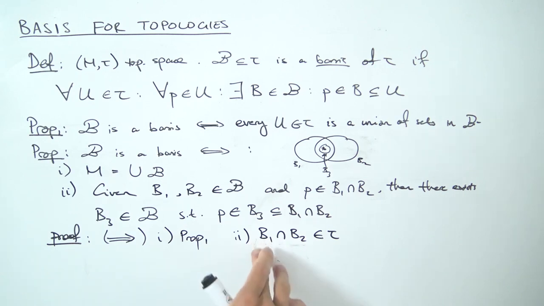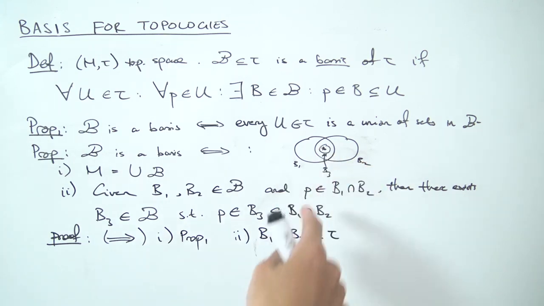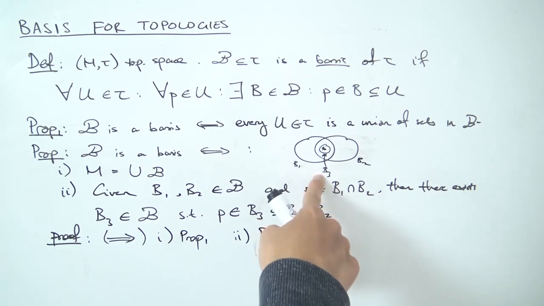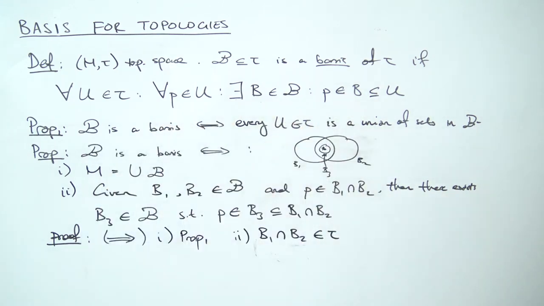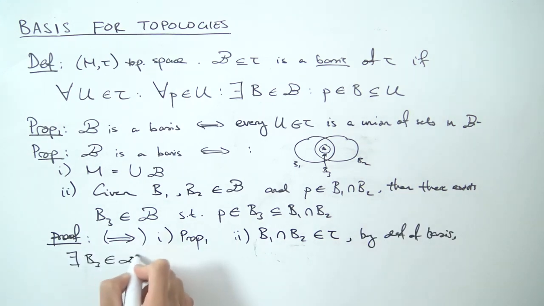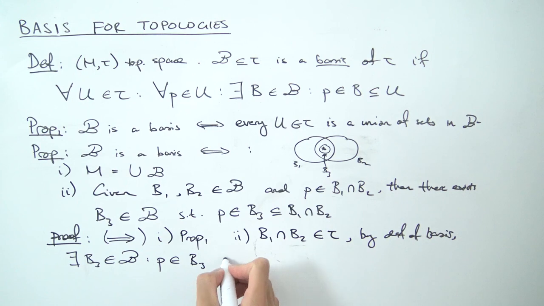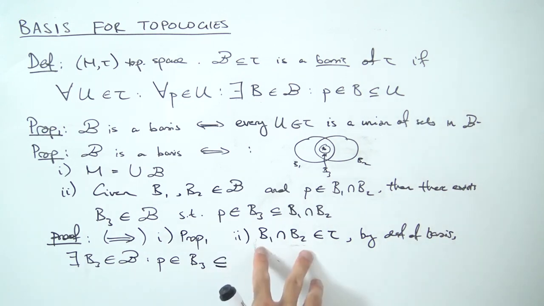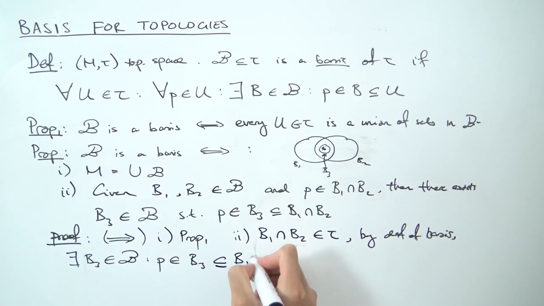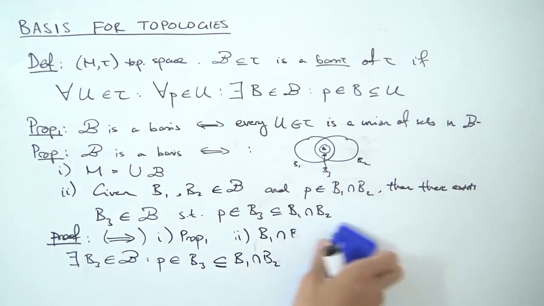And by definition, because we assumed B is a basis, for every single open set, if we choose any single point P, then we must be able to find another basis element, which we'll just call B3, such that, well, we just have the definition here. So by definition, there must exist some B3 in my curly B such that P is contained within this B3, and this whole thing is contained within my open set, which in this case is the intersection of B1 and B2, and thus we've proven condition 2. So that's the forward implication. Nothing too fancy going on there.